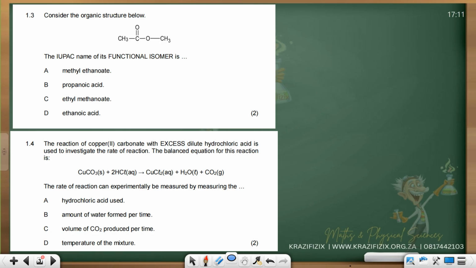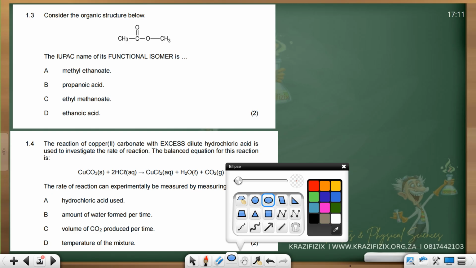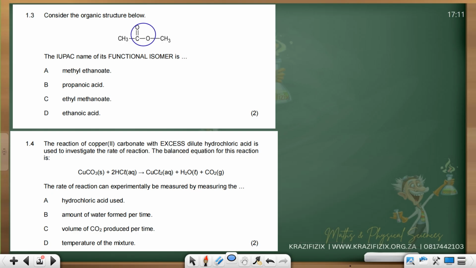Consider the organic structure below. First thing is to see that. What is that? We're not answering the question yet. But look at this.